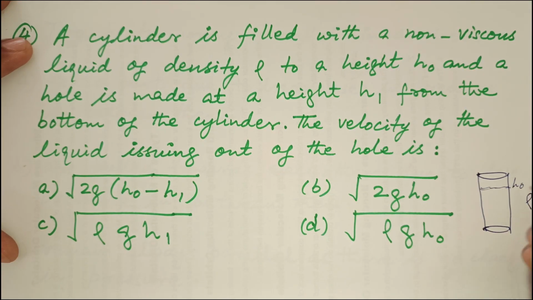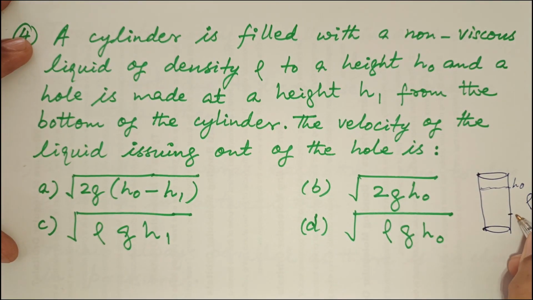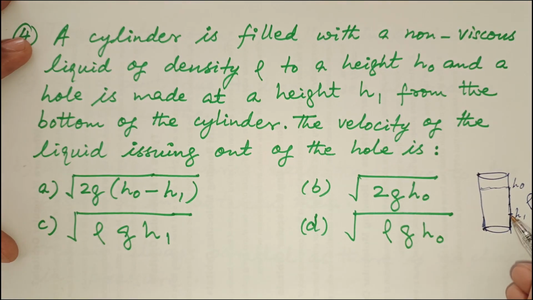This is h0, okay, and a hole is made at a height h1. Let's suppose the hole be here, h1, from the bottom of the cylinder. This is the height from the bottom of the cylinder, this h1, and this h0 is the height of the liquid in the cylinder. The velocity of the liquid issuing out of the hole. The liquid will come out from this hole. They are asking what is the velocity of the liquid which is coming out from this hole.